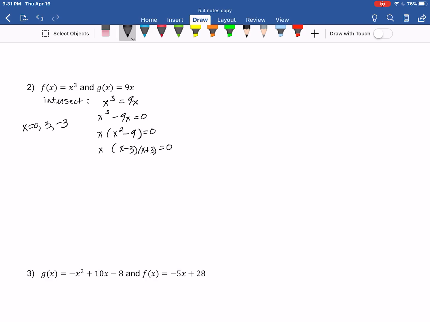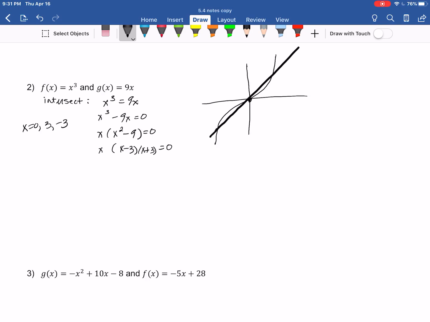So now is a good time to draw a graph so that you understand the bounds, how they work, why there's 3 bounds for one thing, and then which function's on top and which function's on the bottom. So if I sketch the graph of y equals x cubed, it's going to go something like this. If I sketch the graph of y equals 9x, it's going to be a straight line that hits the origin, has a positive slope. So it's going to go something like this.